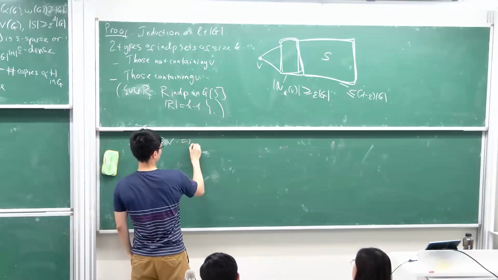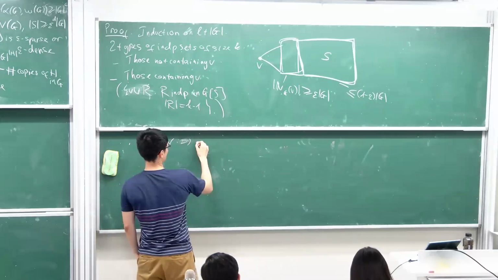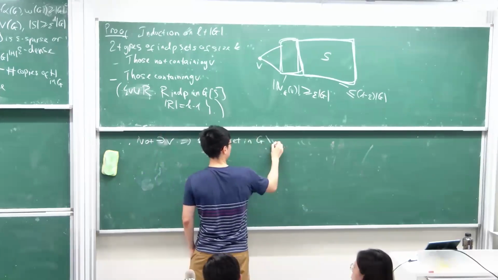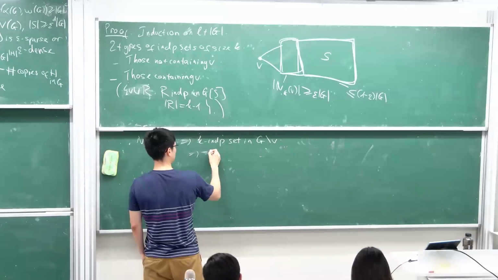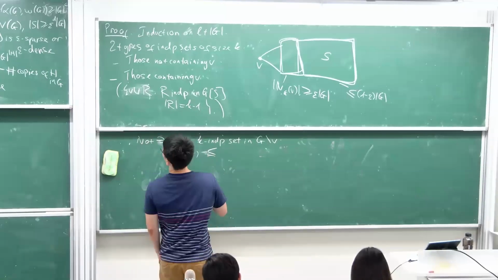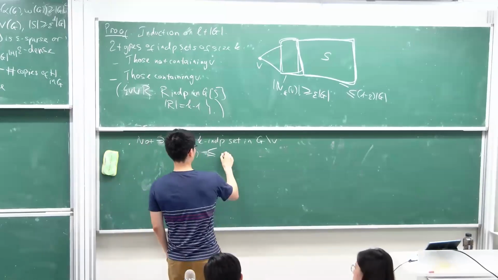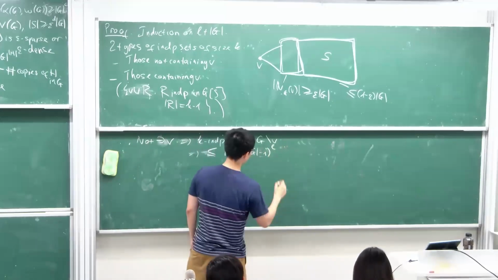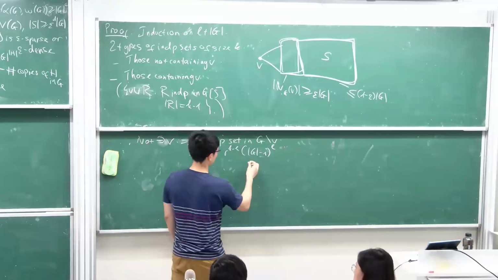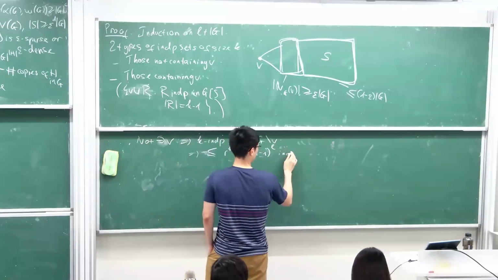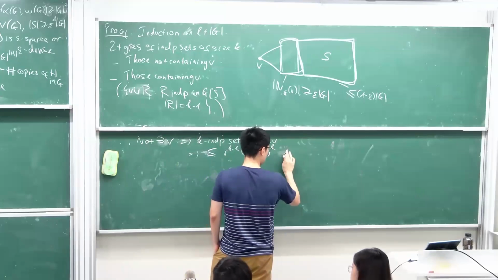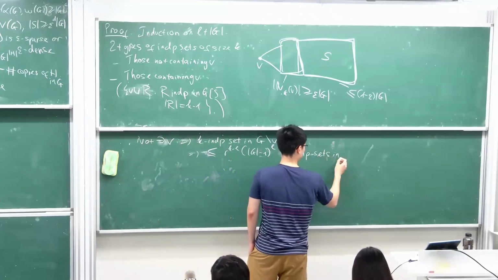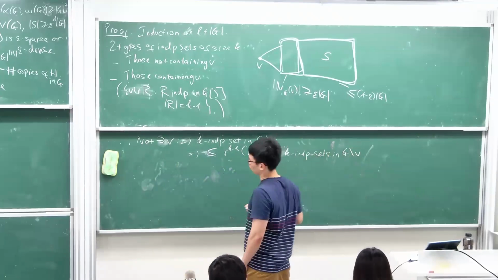And so not containing B means K independent sets in G minus B. Right, and so there are at most, so what's the expression? R to the K minus L times G minus 1 raised to the power of L, right? K independent sets.